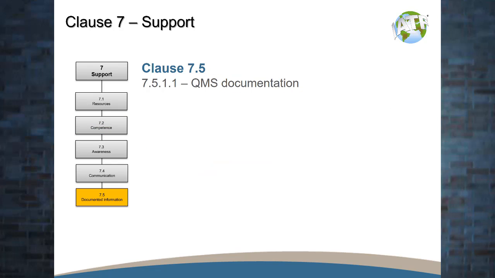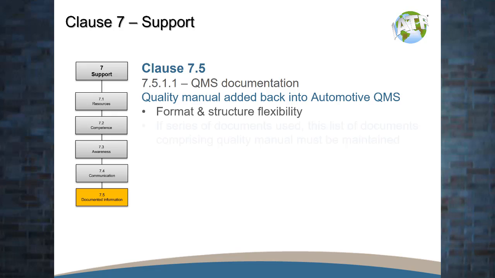On to clause 7.5.1.1, QMS documentation. So the quality manual is added back into the automotive QMS at this particular point. We see the same thing over on the aerospace AS9100D standard, where they've added the quality manual back as a requirement for the documented information for a formal QMS.